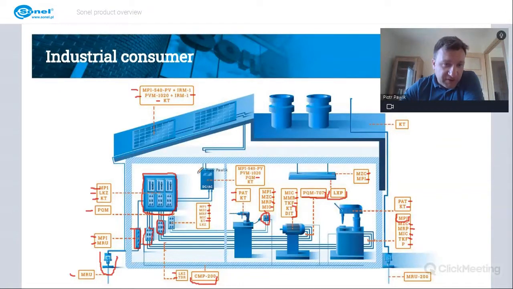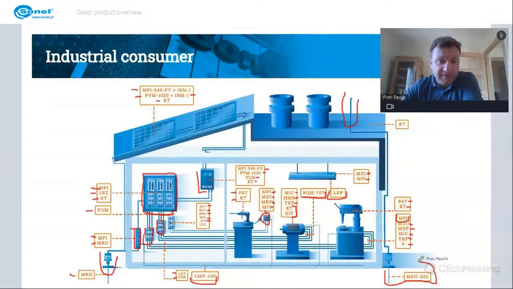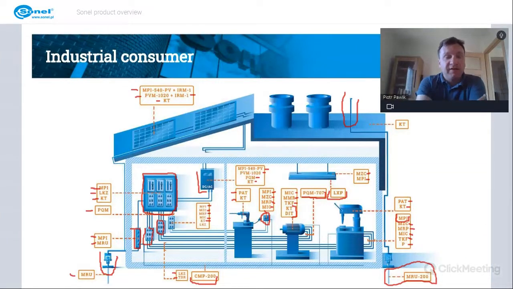Then we have the inverter, so the DC to AC box. And again, we can check this with the PVM 1020, MPI 540 PV, or any overheating parts using thermal imagers of KT series. Further on, in case this industrial consumer or office building has a special grounding for thunder protection, then we will need to use MRU 200. So the one with the impulse method to simulate the shape of the current caused by the thunder strike.